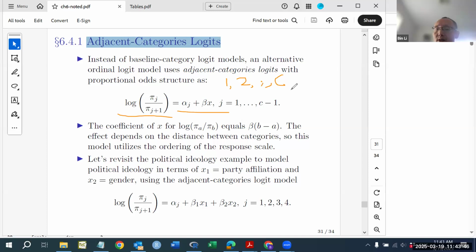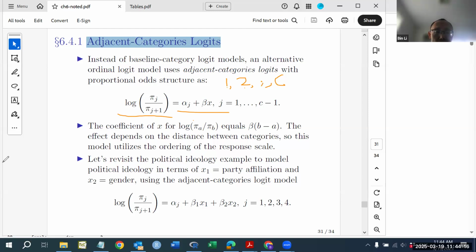In other words, the first model is to model the log of the ratio for the probabilities for category 1 and category 2. Then the second model is to model the log of the probability for category 2 over category 3, and so on. So that's one way to do that. Okay, so that's the adjacent category models.